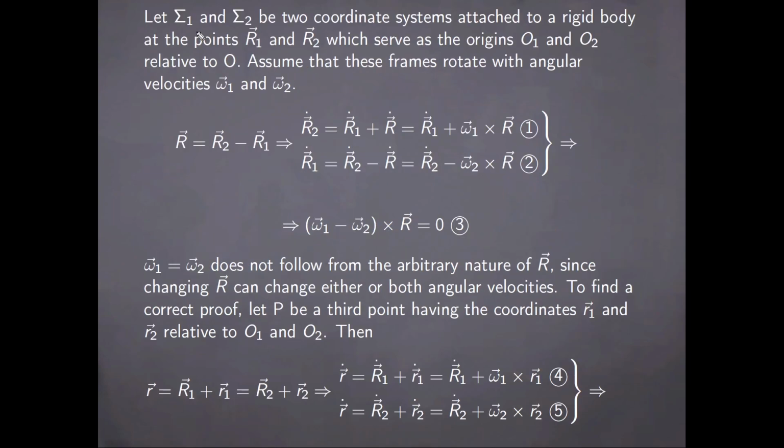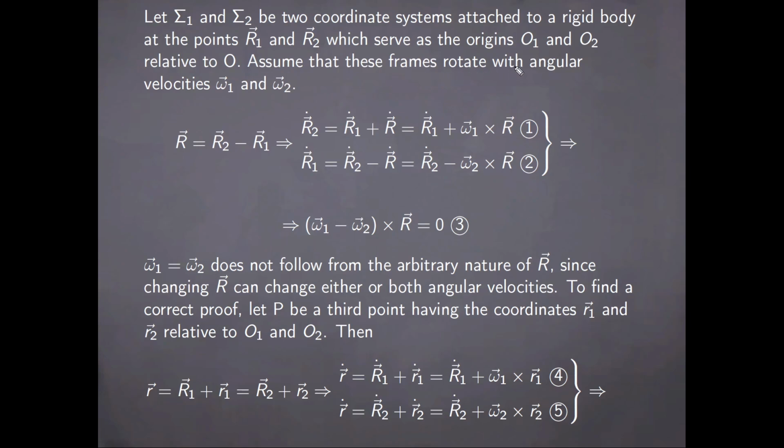We begin by assuming that we have two coordinate systems, sigma 1 and sigma 2, which are attached to a rigid body at the points R1 and R2, capital vectors, which serve as the origins O1 and O2 relative to O, which is the common origin of the laboratory and body set of axes.